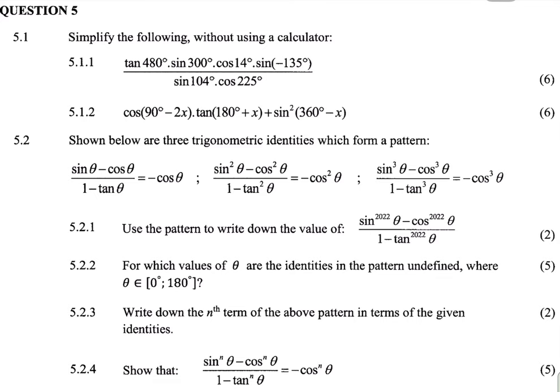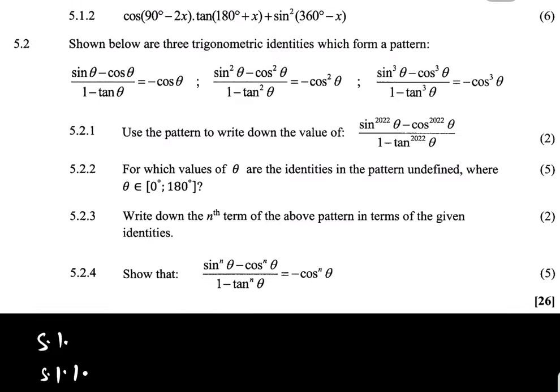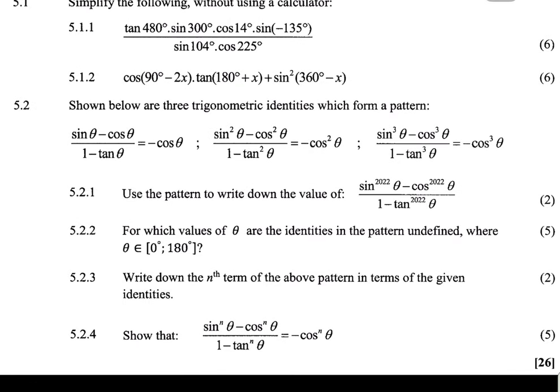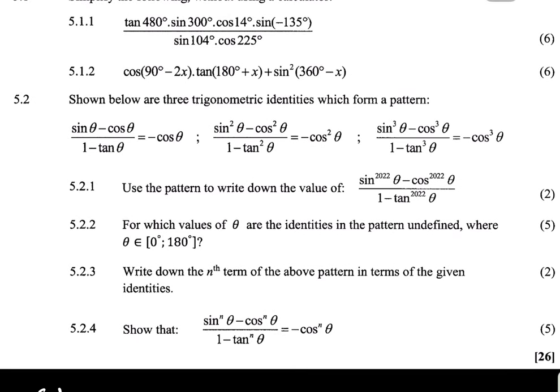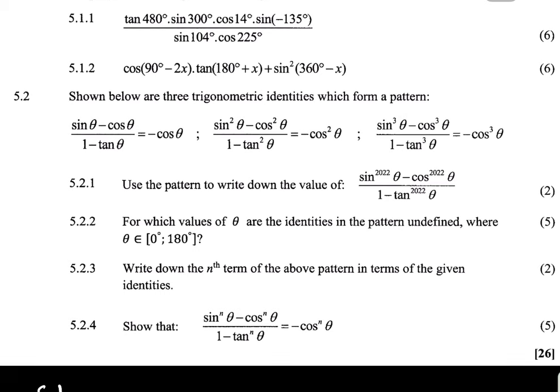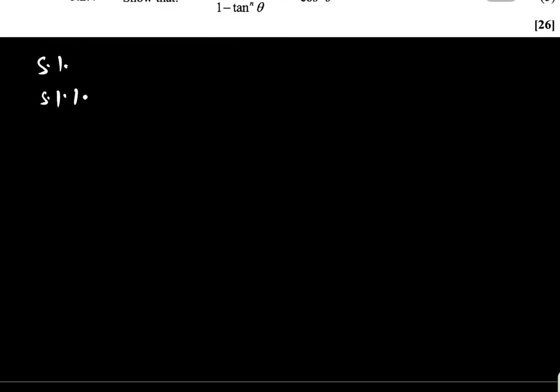Let's check what we're having here. 5.1. Simplify the following without the use of a calculator. Let's do it together. I'm going to write a 5.1 and then 5.1.1. They want us to simplify the tangent of 480 degrees multiplied by sine of 300 degrees. Let's copy that down. We've got our division just right here.